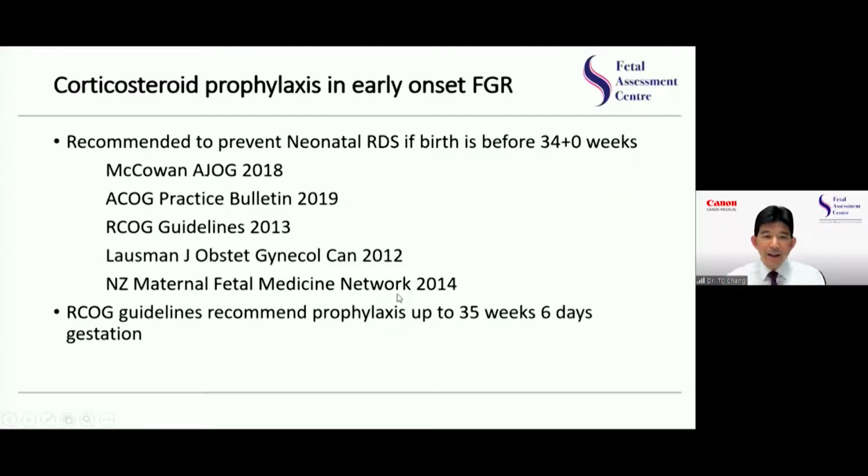You can look at all the guidelines that are out there, and they all recommend corticosteroids before 34 weeks gestation to accelerate fetal pulmonary maturation. In fact, the Royal College guidelines recommend prophylaxis up to pretty much 36 weeks gestation. So in my hands, I would have absolutely no qualms about giving maternal corticosteroids to any gestation up to 36 weeks prior to delivery in growth-restricted fetuses. So that is my cutoff.